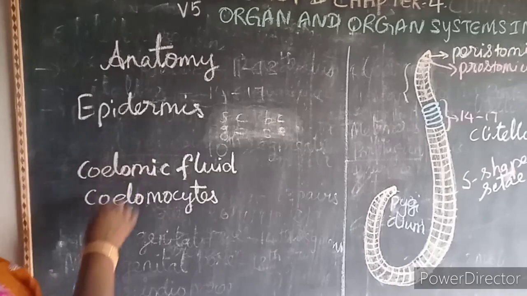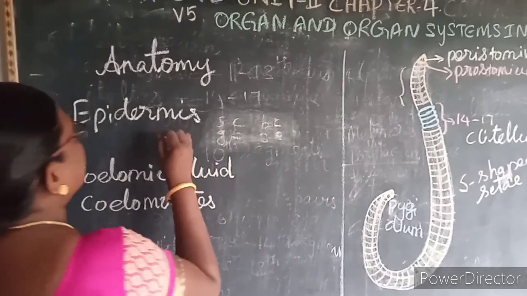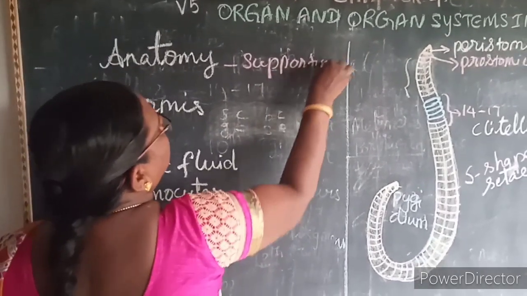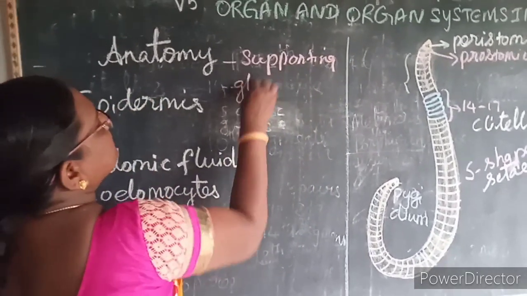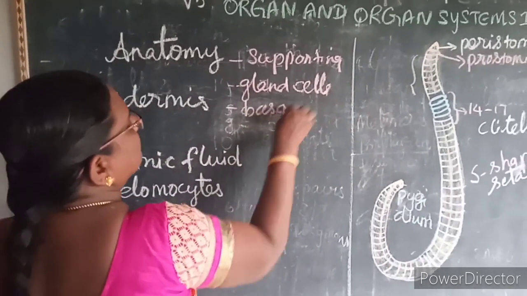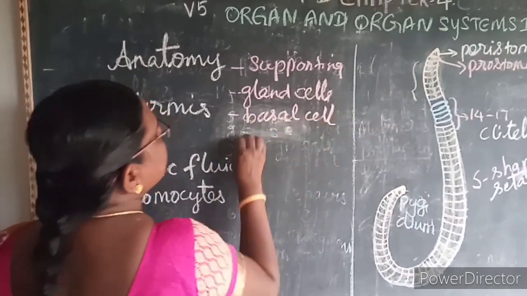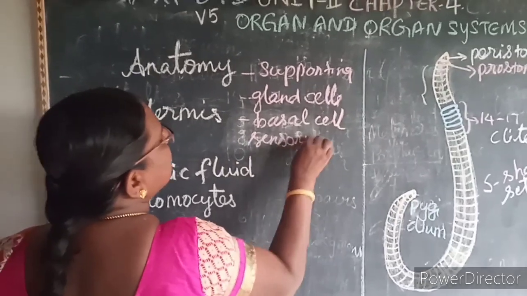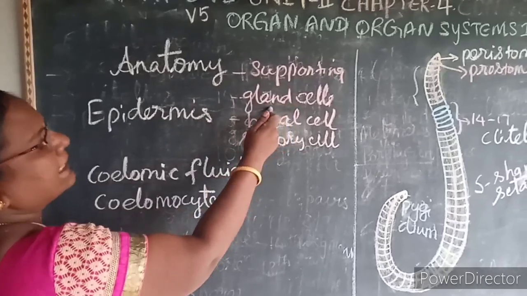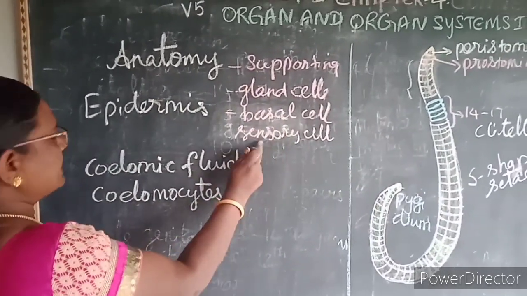So here the body of the earthworm is thin, moist, and slimy, and it is covered by the cuticle and epidermis. The epidermis consists of supporting cells, gland cells, basal cells, and sensory cells.